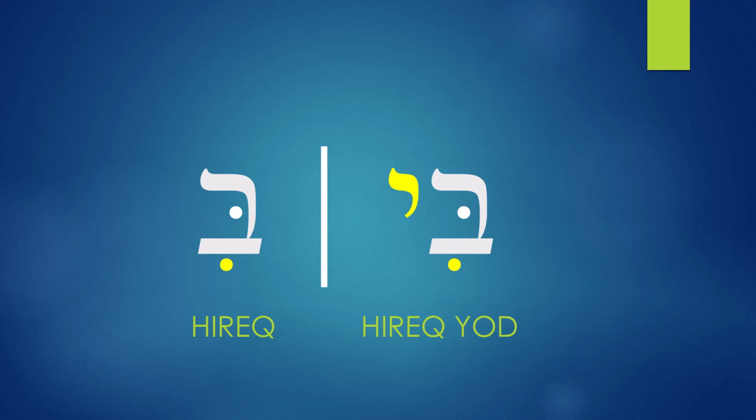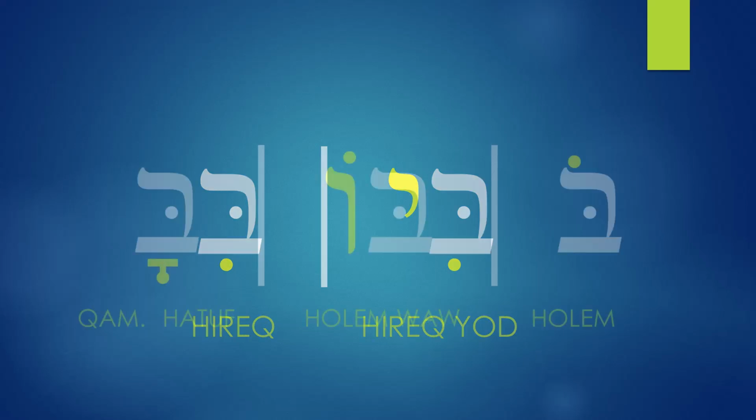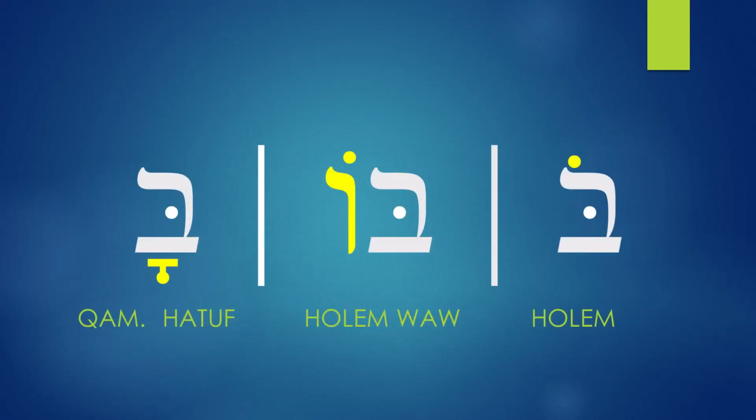So, "bee" and "bih." And throughout, we're going to be using the letter bet to learn how to pronounce these vowels. So go through as I'm pronouncing, learn how to pronounce them and learn how to differentiate them. "Bee" and "bih." Hirek yod and hirek. Let's move on. We move on to the O-class vowels, and there are three there.